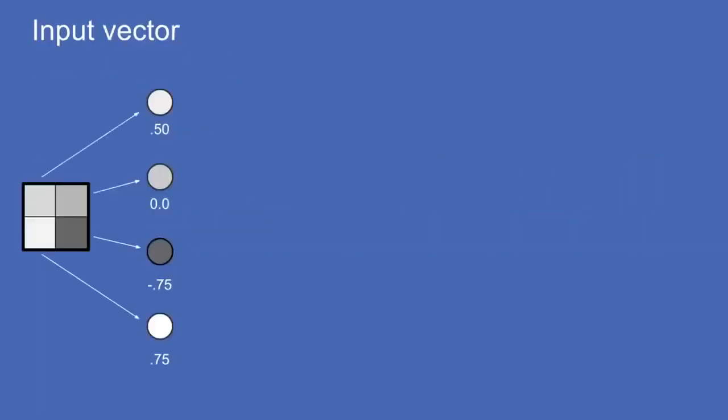Once you have these values broken out and listed like this on the input neurons, it's also called the input vector or array. It's just a list of numbers that represents your inputs right now.